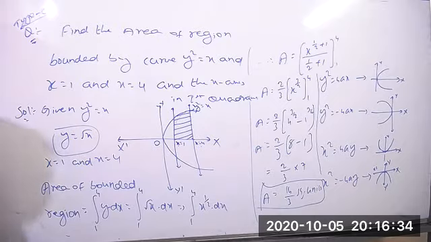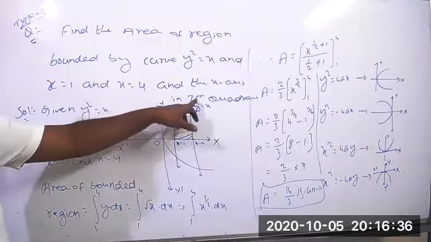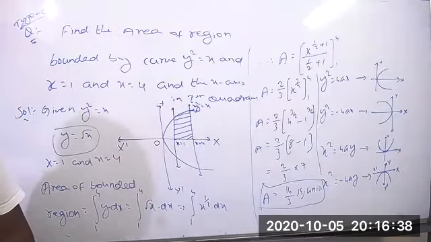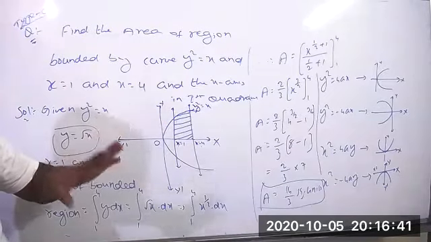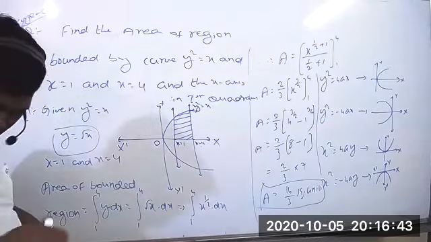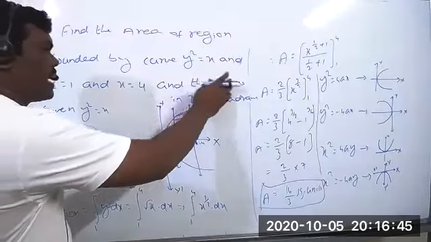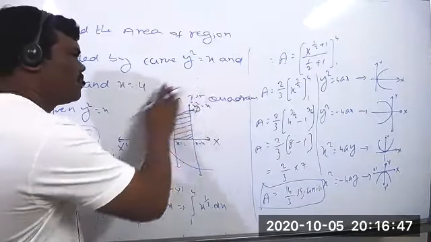Sometimes, suppose in the same question they do not ask for the first quadrant. Suppose this word is not there, and the x-axis is also not there. The second part is completely removed.